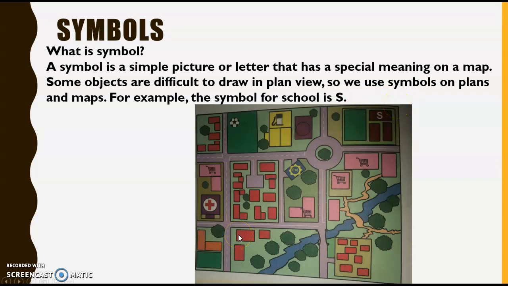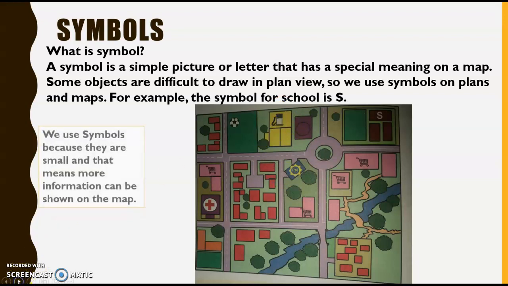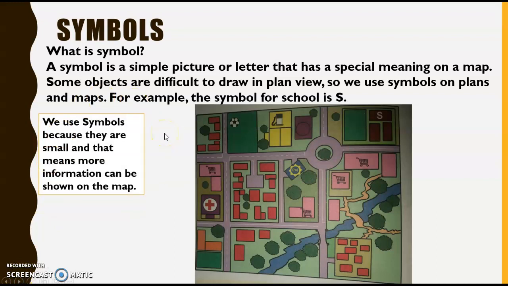Now, symbols are not easy to read because I find POL on my map and I don't know what it means. Or I find that symbol on my map and I don't know what it means. We use symbols because they are small, and that means more information can be shown on a map. But now symbols are quite tricky to read. Let's find out what can help us read our symbols from a map.